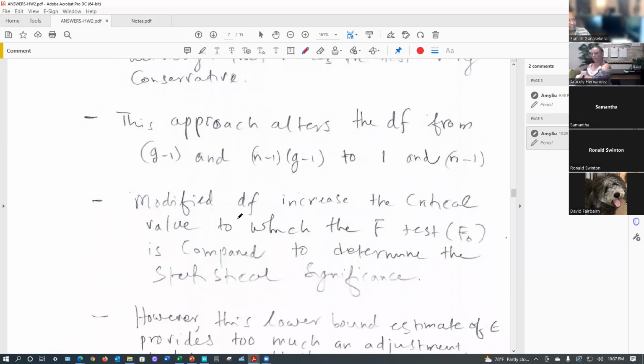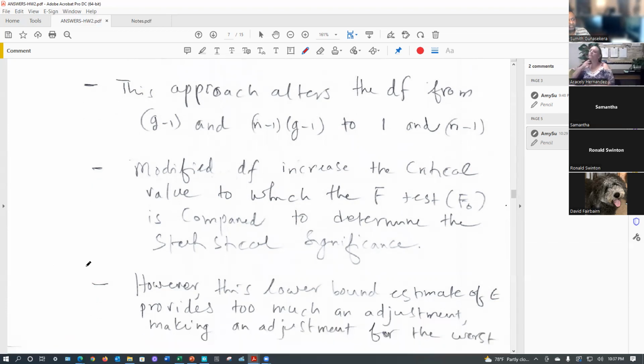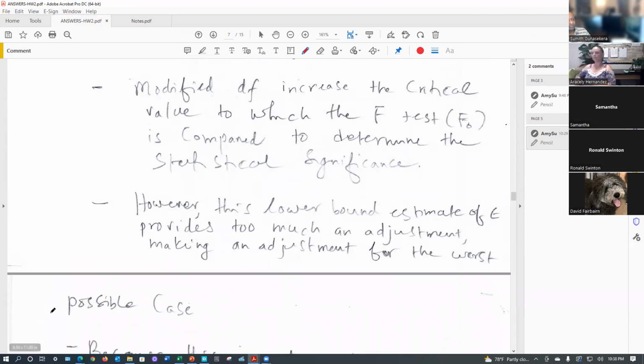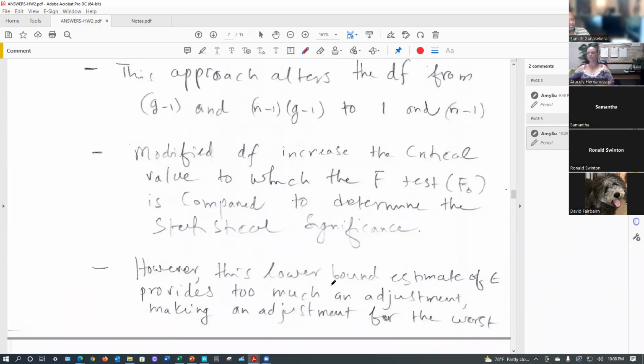But the modified degrees of freedom increase the critical value to which the F test is compared to determine statistical significance. It's going to increase that one. So that means you are pushing it to get rejected and to make the test significant. That's not a good way of doing that. However, this lower bound estimate of epsilon provides too much of an adjustment, making an adjustment for the worst possible case. So because of that reason, we're not going to go to that lower bound.